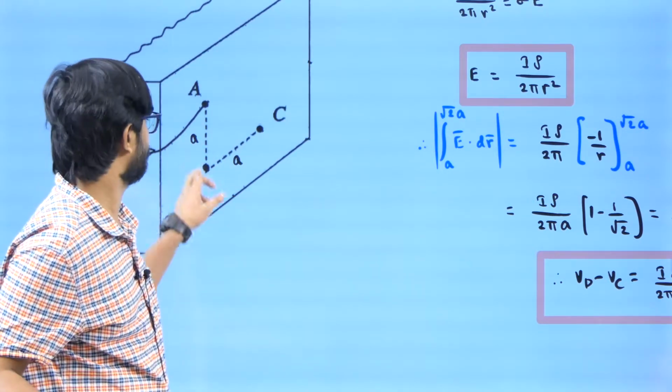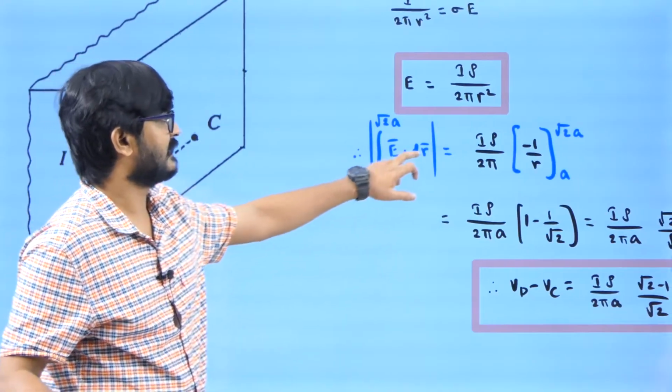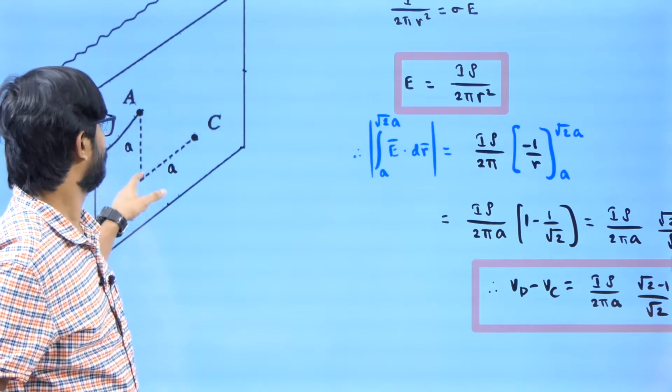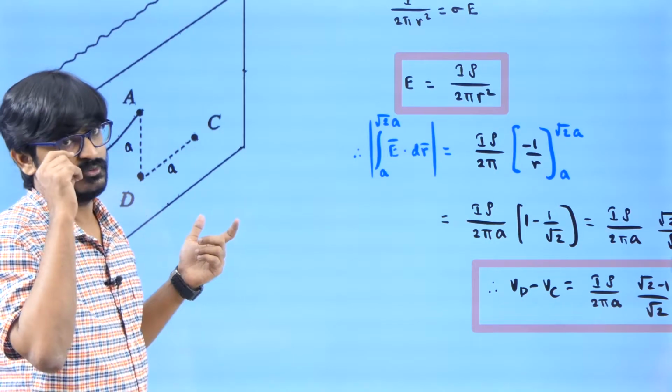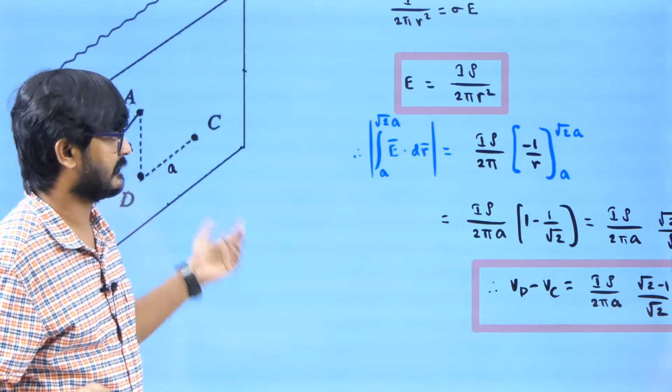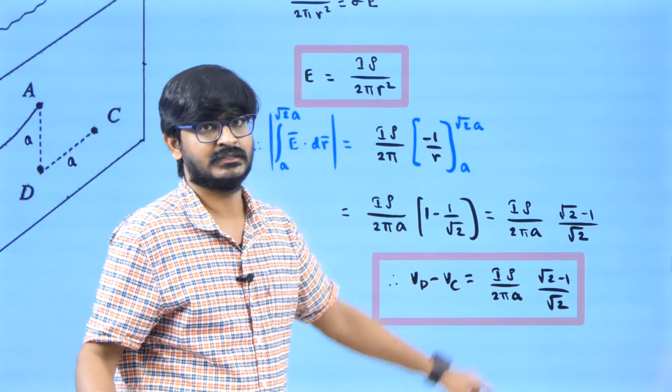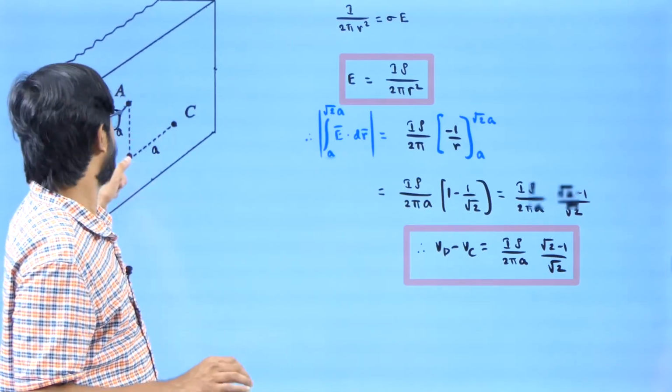How to find the potential difference between these 2 points? E bar dot dr bar. I am taking the magnitude only, because I know current will flow from higher potential to lower potential. So the nearer it is, the higher the potential it is here, right? So when I do that integration, I will be getting the potential difference is going to be this much. That is the case when I am sending the current through A.